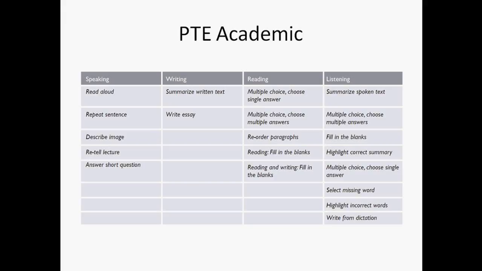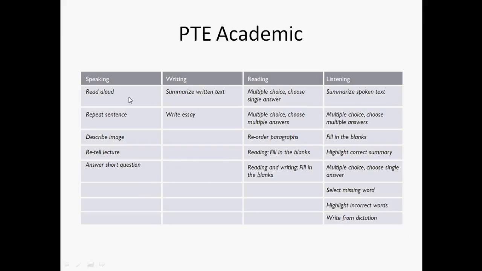Then we have describe image. I'm going to discuss in detail how many independent tasks you have, the questions you have in one section. In describe image, you get different types of graphs like pie chart, bar graph, line graph, process graph, life cycle picture. These are the ones which appear on the screen, and you need to talk about it for 40 seconds. That's your third task.